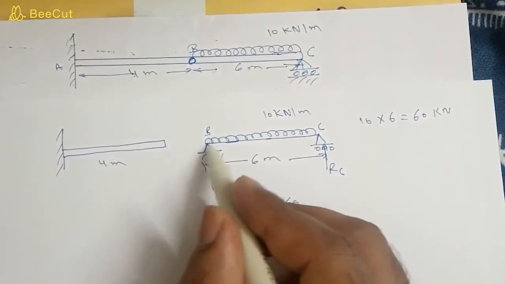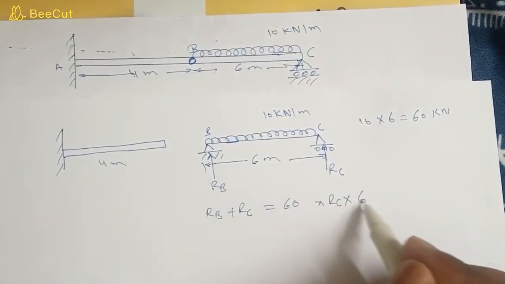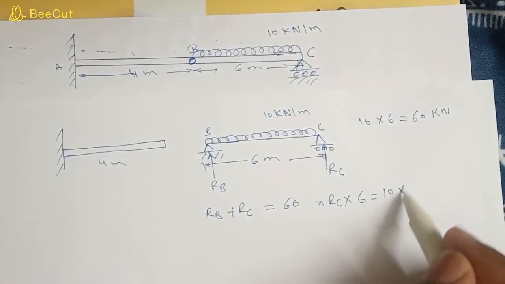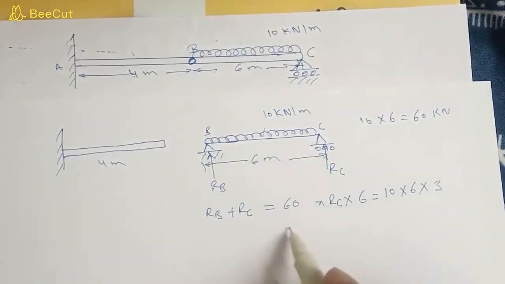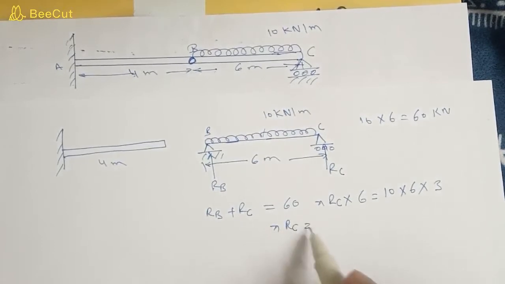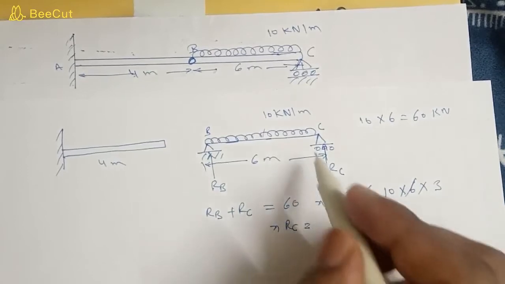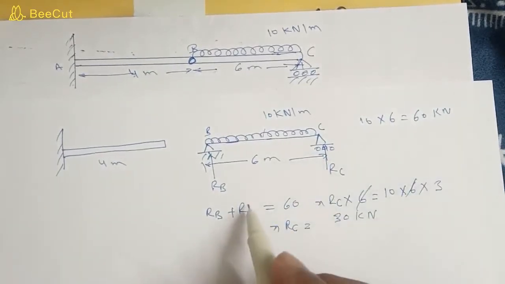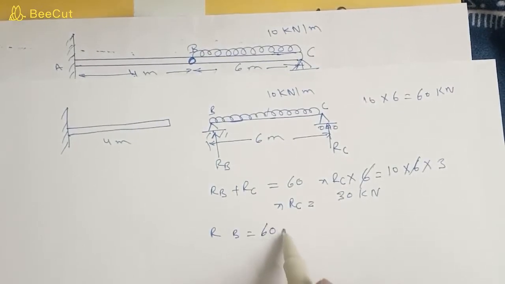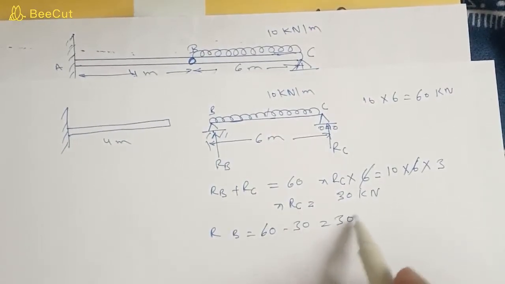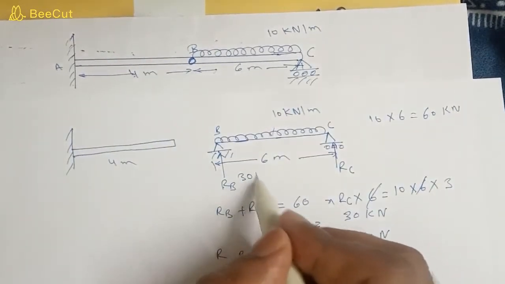And if you take moment about this point, it will become RC into 6 is equal to 10 into 6 into half of this, 3. So RC will become 30 kilonewton. So RC is 30 kilonewton. We will get RB equal to 60 minus 30 is equal to 30 kilonewton. So this will become 30 kilonewton.